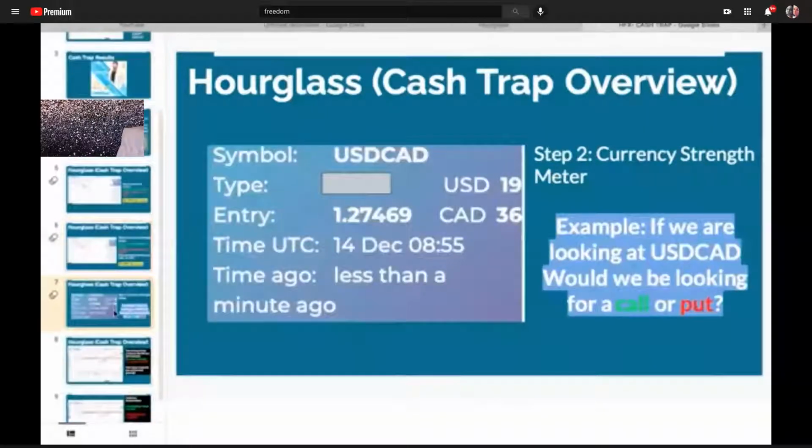Now this is an example. If we are looking at USD CAD, will we be looking for a call or a put? Keep in mind, this is the currency strength meter right here. This is the primary currency, and this is the secondary currency. If we was to look at this, y'all let me know in the chat. What are we looking for, a call or a put?